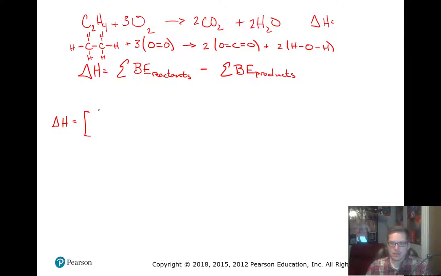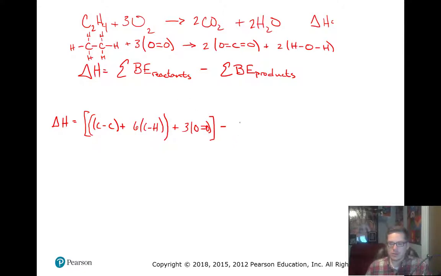So in our ethane, we have a CC bond, right? We got a CC bond, and we've also got 1, 2, 3, 4, 5, 6 CH bonds. Okay, so that's in the ethane. So maybe we'll put this in its own big parentheses. So that's the ethane, and then we're going to add in the ones from the oxygen. Now there's 3 OO bonds in the oxygen. And those are our reactants, okay?